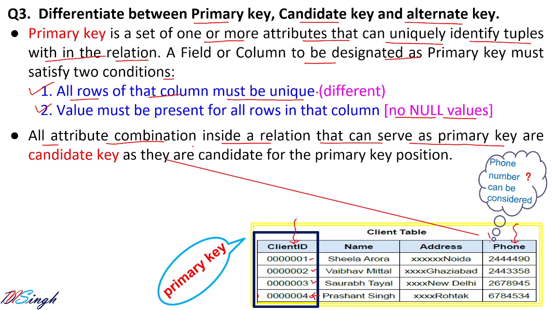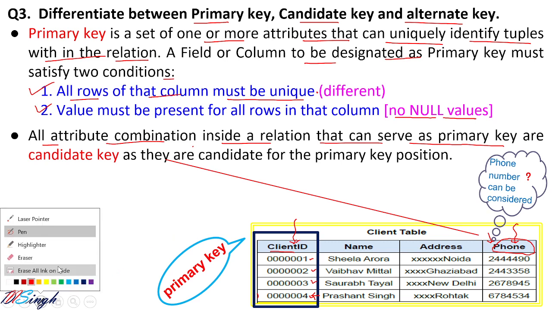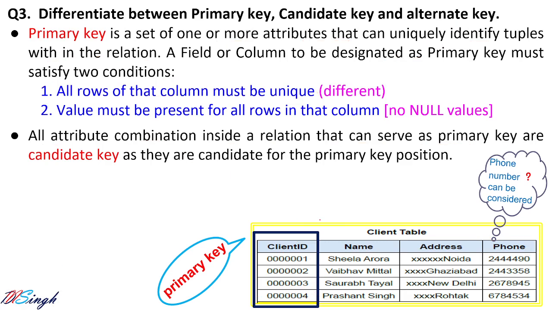Okay, so we have seen phone number as candidate key and client ID as candidate key. One of the candidates is selected as primary key. The remaining one is then called the alternate key, because that has not been selected as primary key. So in the starting, till primary key has not been selected, I can say there are two candidates that can become primary key. So both client ID and phone number are candidate keys. But as soon as we designate client ID as primary key, phone number will become alternate key.